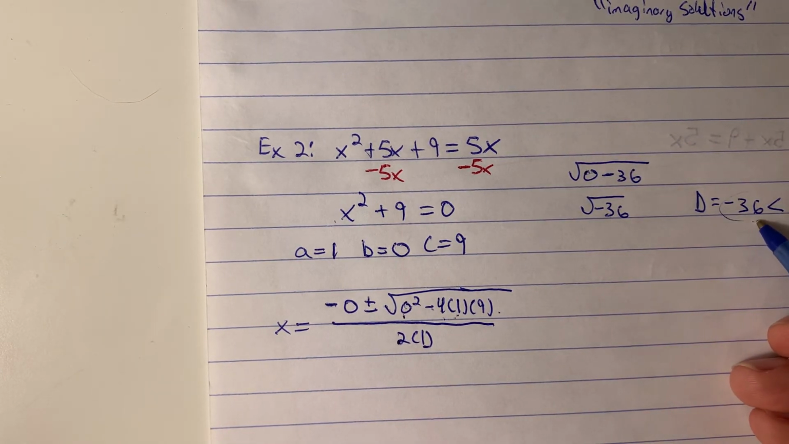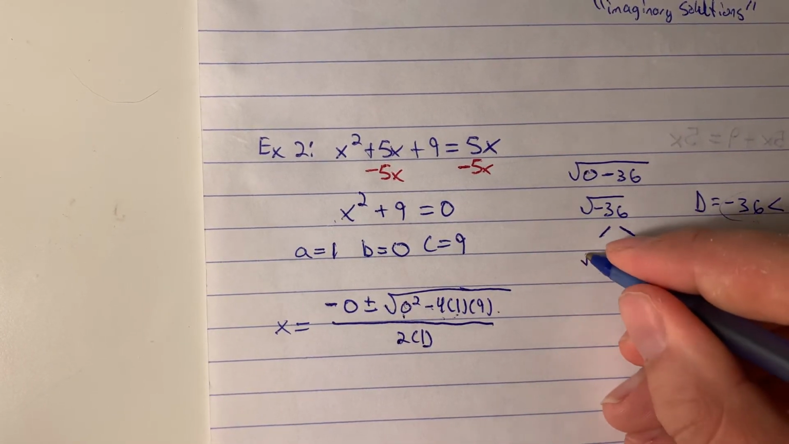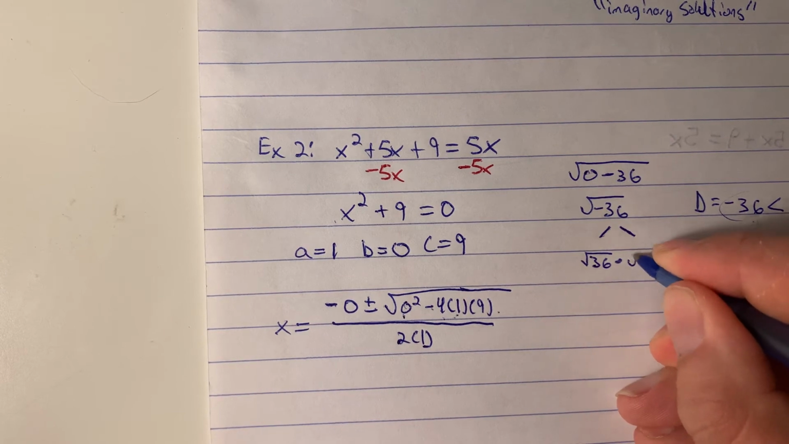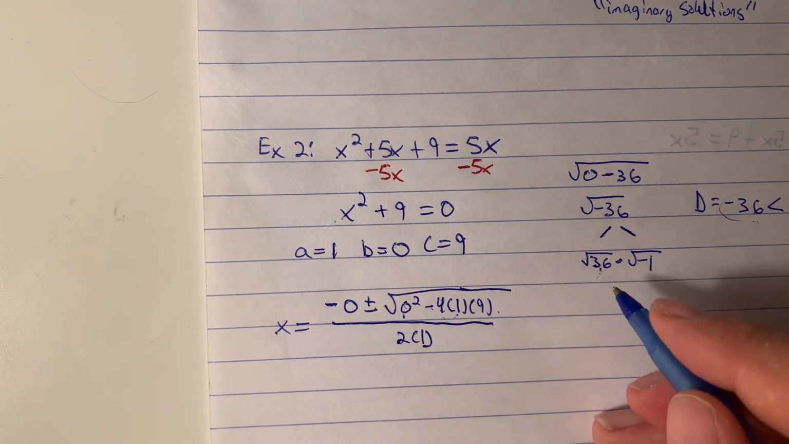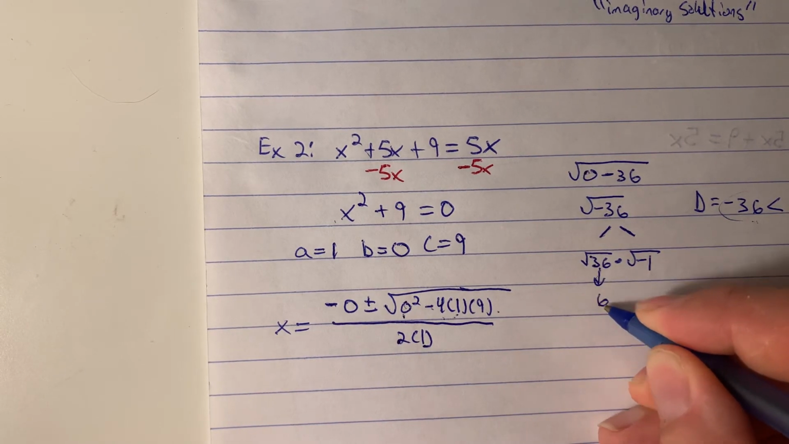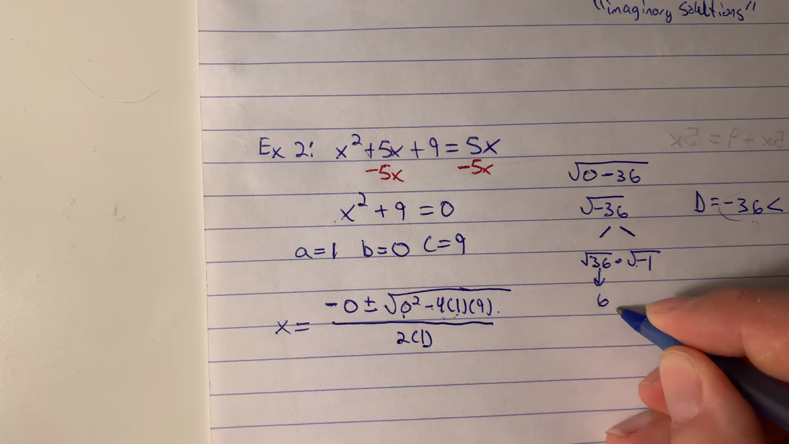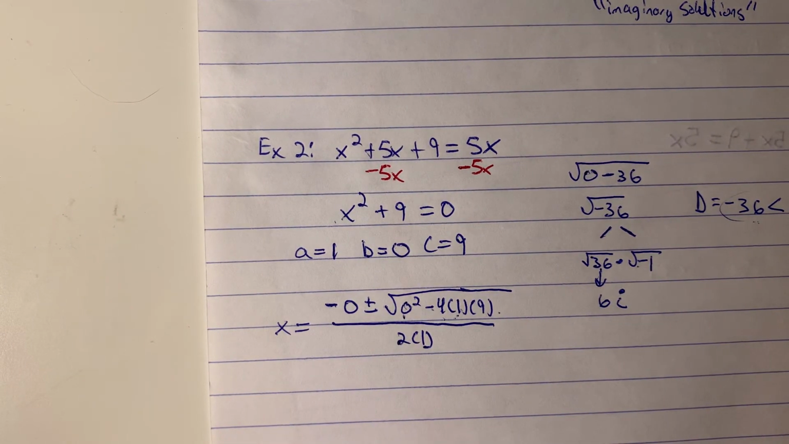And so this will have imaginary solutions. When it has imaginary solutions, we will break this up into the square root of 36 times the square root of negative 1. And the square root of 36 is a perfect square root. We can evaluate the square root of 36. 6 times 6 is 36. And we can evaluate the square root of negative 1. That's the imaginary number i. So this whole square root becomes 6i.